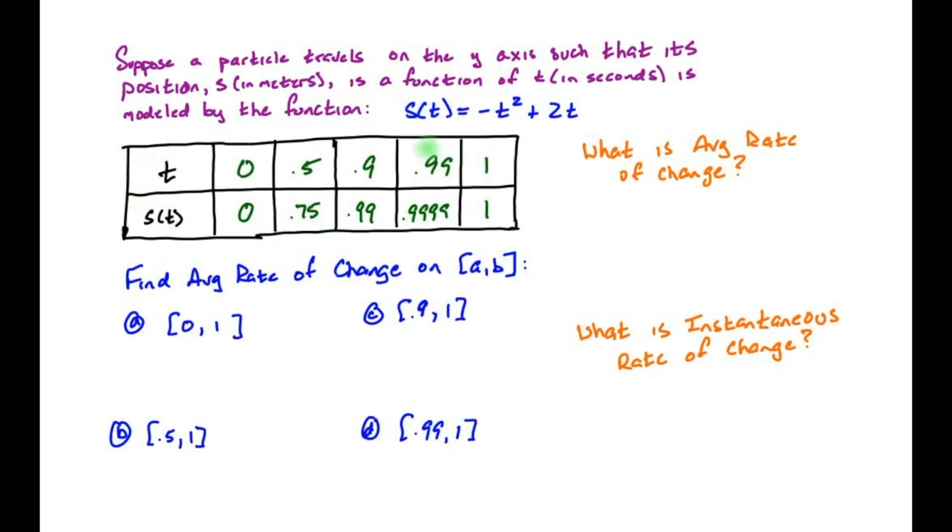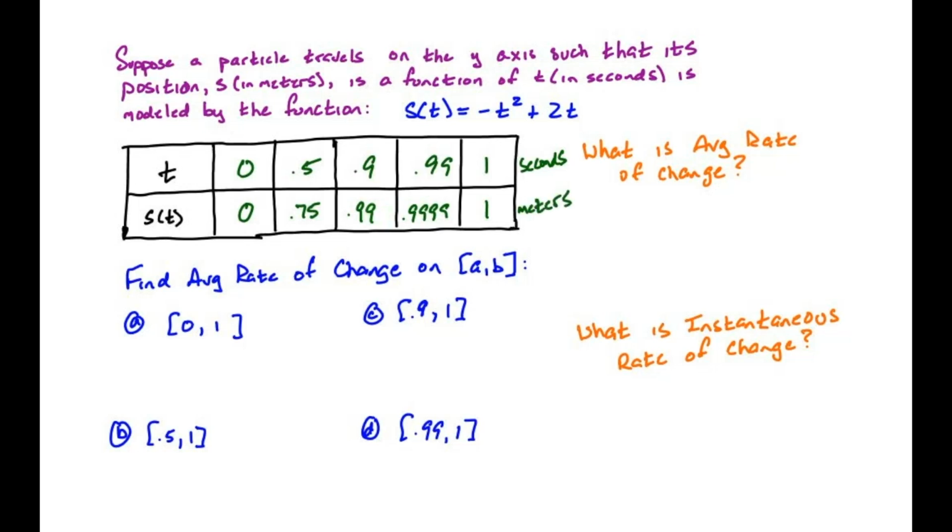Here's a table of values with various t values between 0 and 1 chosen. And if you want to verify, you could plug in those t values into our function. And you can see that our heights, our s of t's, will be what's given below, those values between 0 and 1 as well. Now, it's important to remember that the time is defined in seconds, and the s of t values are defined in meters.